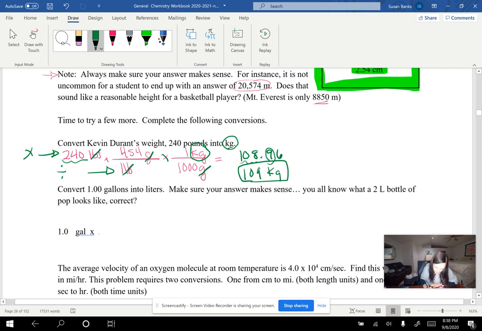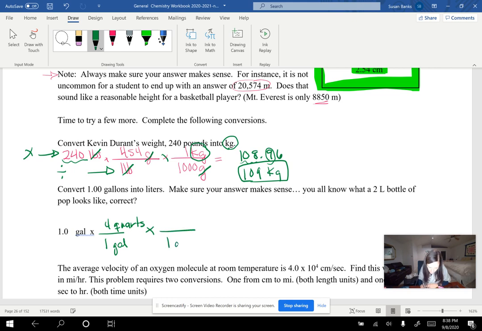1 gallon, I want my gallon to cancel. So I'm going to put gallons on the bottom. 1 gallon is how many quarts? Do you guys remember? It's 4 quarts. Think about it this way: a quart is a quarter, right? A quarter is a fourth, so there will be 4 quarts in a gallon. 1 quart, if I use that equivalence that was at the top, is 946 milliliters.